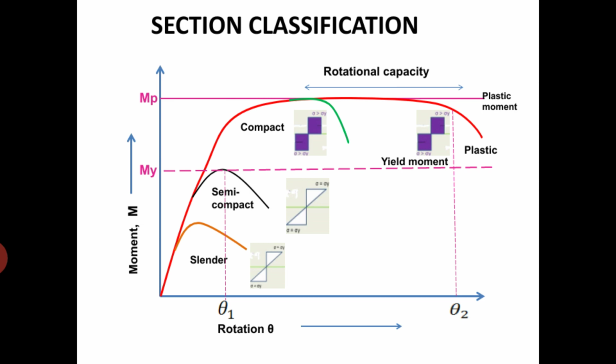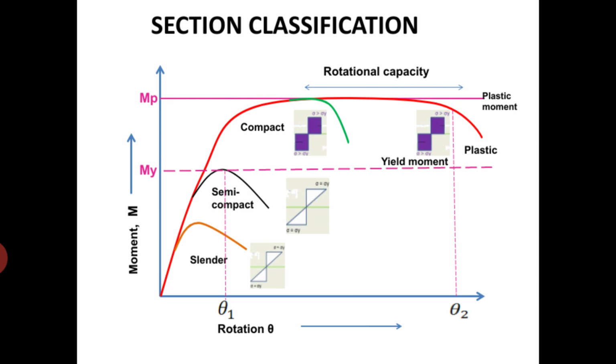Hence, the width to thickness ratios of the plate elements shall be less than that specified in class 2 but greater than that specified in class 1. And these classifications are given in the code, Table number 2 of IS 800 2007.